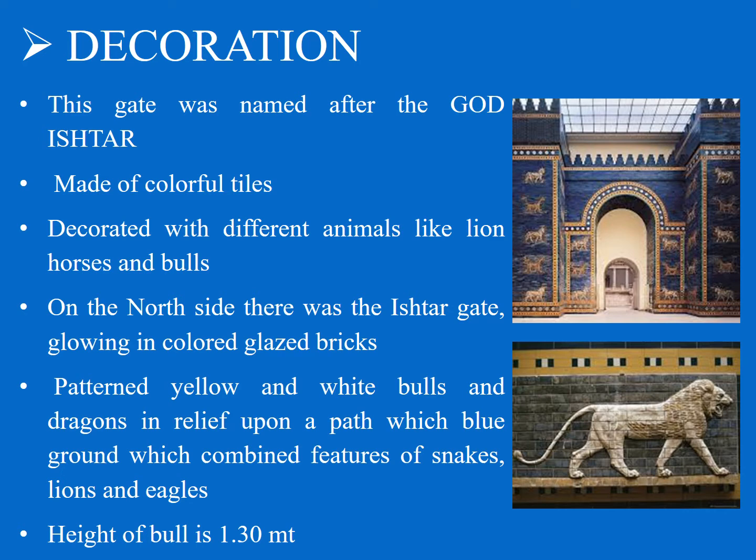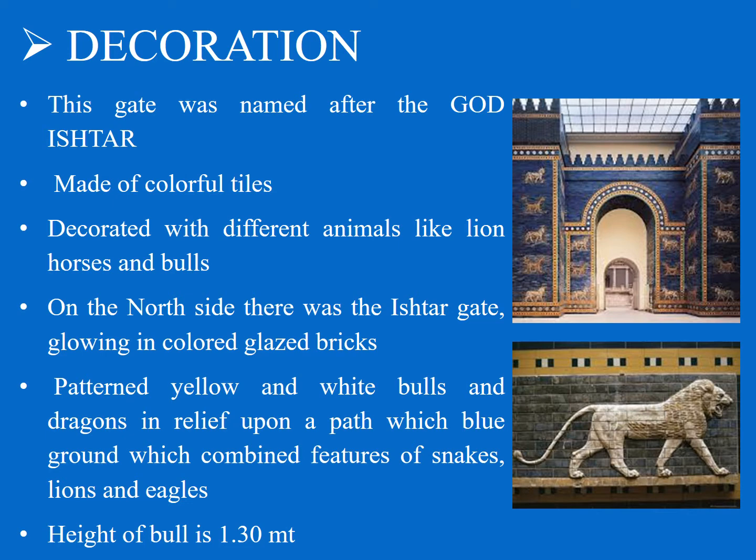Here comes the decoration of the Ishtar Gate. This gate was named after the goddess Ishtar, who was the goddess of land, love and beauty. It was made with colorful tiles and decorated with different animals like lions, horses and bulls.